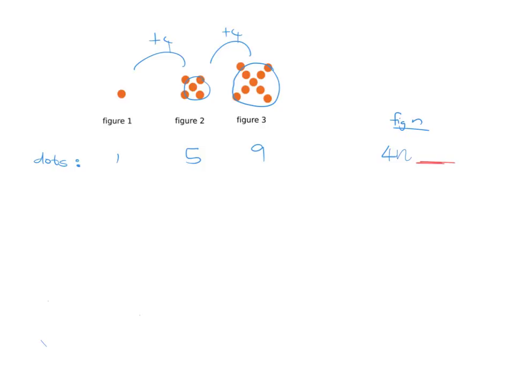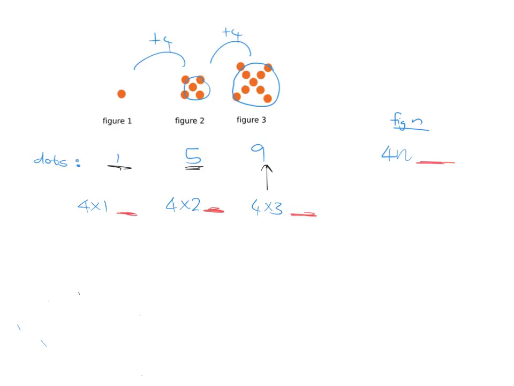So this one here, for figure 1, it's 4 times 1, and then it's plus something or minus something must give you the answer of 1. And here, it's going to be 4 times 2 because it's figure 2, and then it's plus something or minus something must give you the answer of 5. And here 4 times 3, and plus something or minus something must give you the answer of 9. So let's try and figure out what that plus something or minus something is.